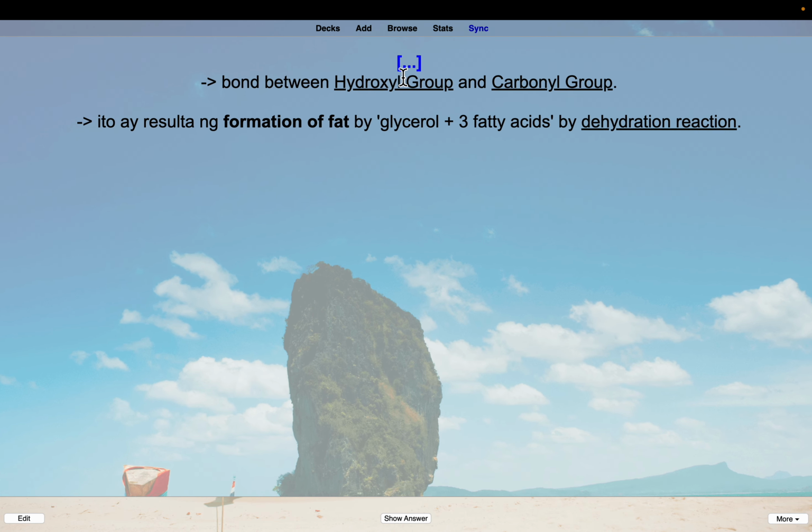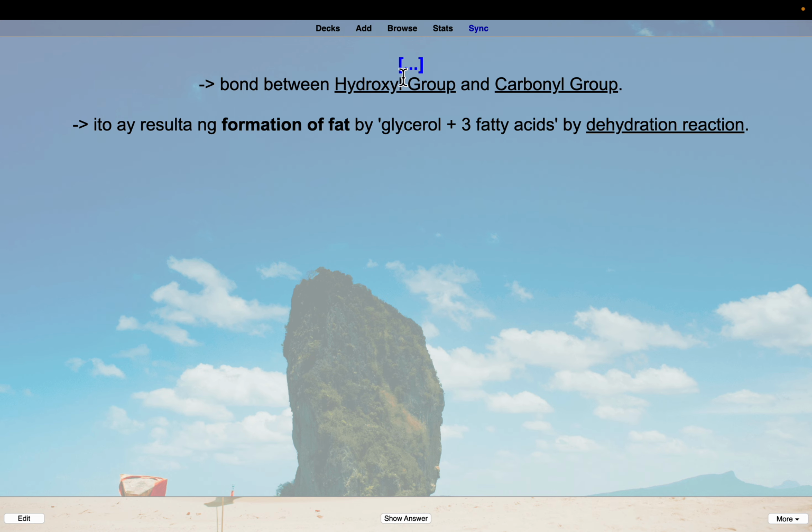Okay, what is the bond between hydroxyl group and carbonyl group? So this is the result of the formation of fat by glycerol plus 3 fatty acids by dehydration reaction. Ester linkage. So if glycosidic linkage again corresponds to carbohydrates, ester linkage corresponds to fat, formation of fat.